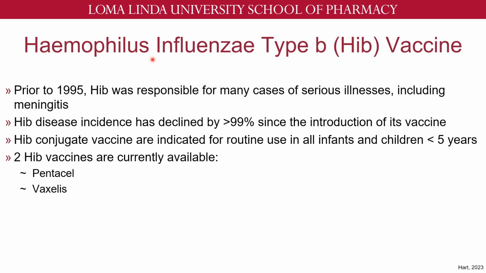And lastly, we have Haemophilus influenzae type B, or the HIB vaccine. Prior to 1995, HIB was responsible for many cases of serious illnesses, including meningitis. However, these cases have declined by greater than 99% since the introduction of its vaccine. So yay, it worked. The HIB conjugate vaccine is still indicated for routine use in all infants and children less than 5 years of age. The 2 vaccines that are currently available are Pentacel and Vaxelis.